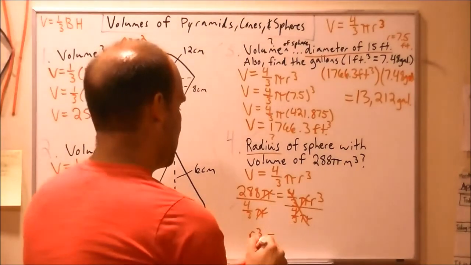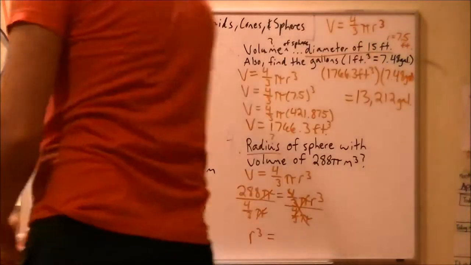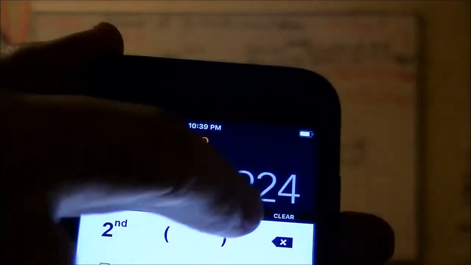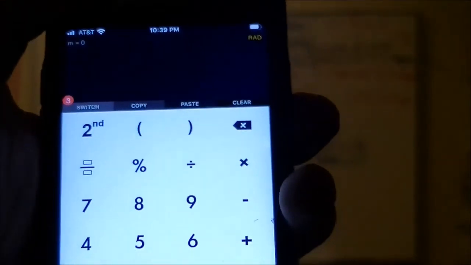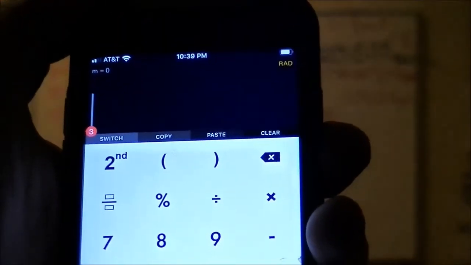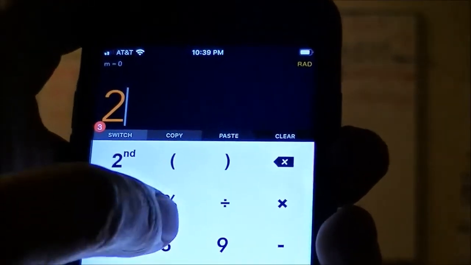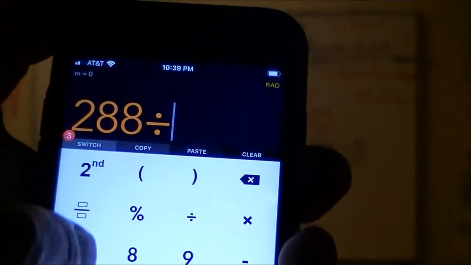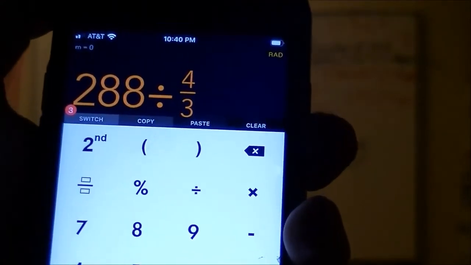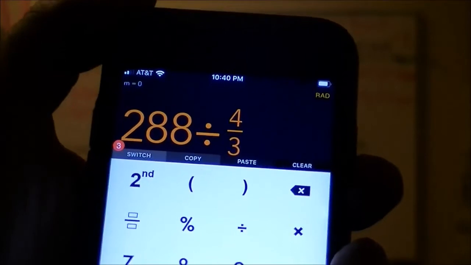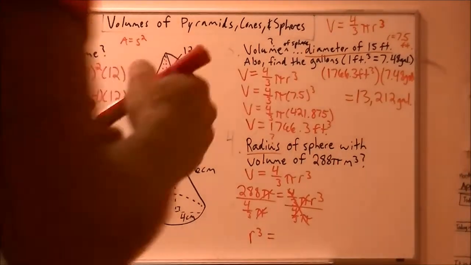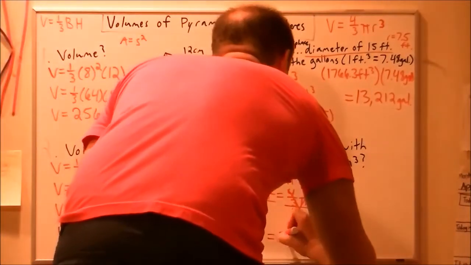So r to the 3rd power equals, okay, what I'm going to do is come over where you are, and punch into my handy-dandy man-made calculator to help my handy-dandy God-made calculator to understand this one and to process just a little faster, even though we could do it the hard, old-fashioned way. I'm going to put in 288 divided by 4/3, and here's where I'm going to use that fraction feature in my calculator. Find the equivalent on yours, and you can use it too. 288 divided by 4/3 is 216. So what I have is r cubed equals 216.